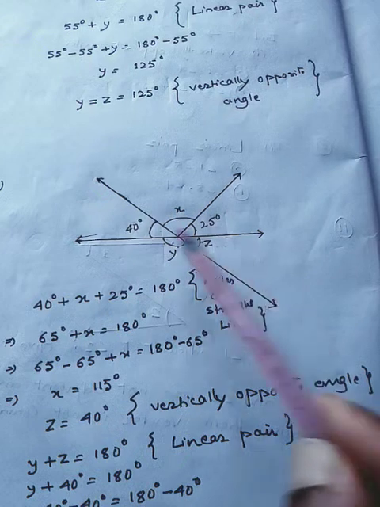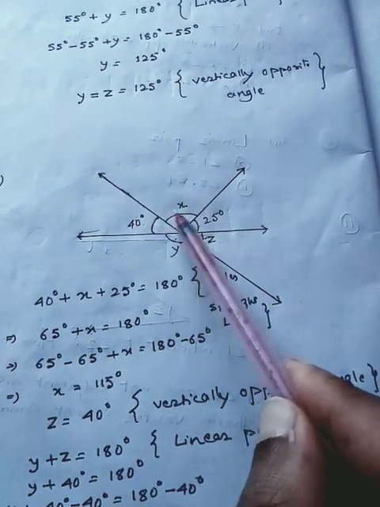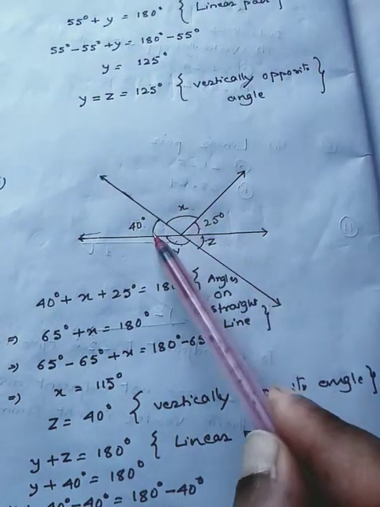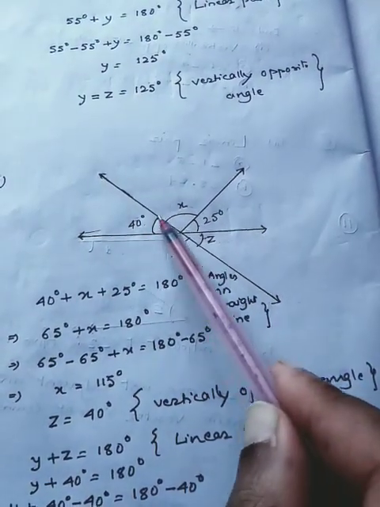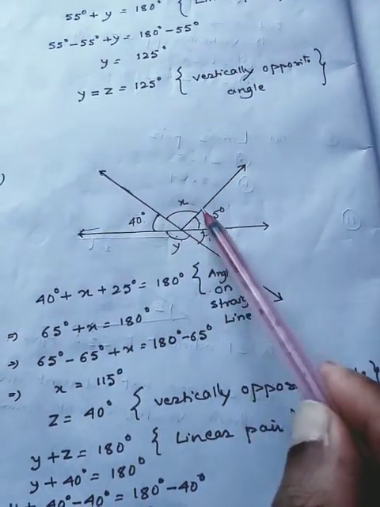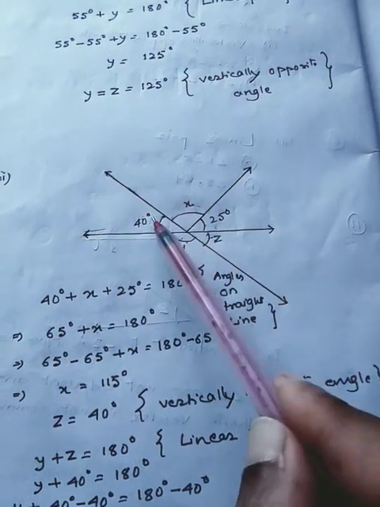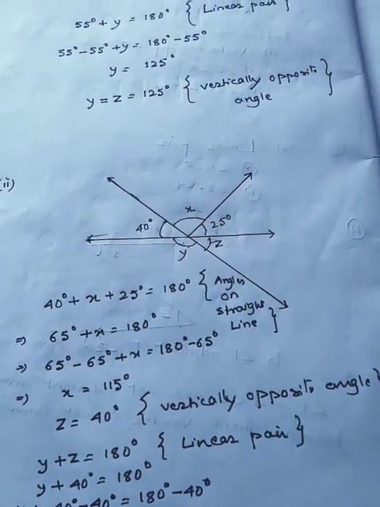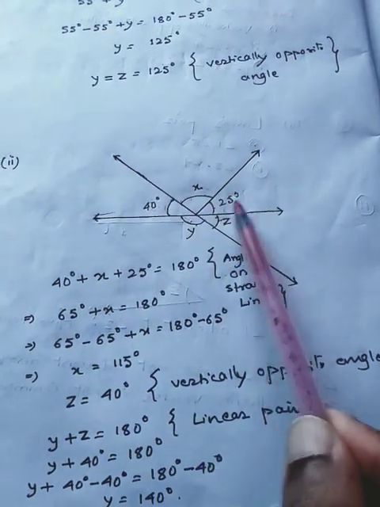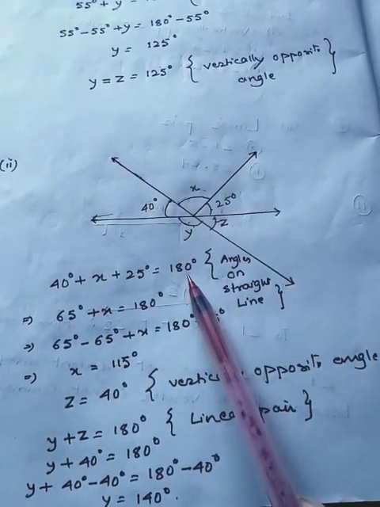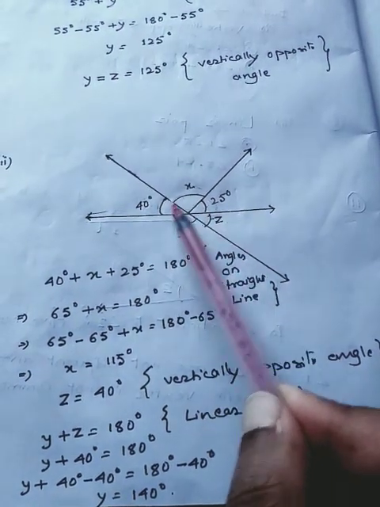This is a straight line, and this whole 180 degrees is divided into three parts: 1, 2 and 3. That is the whole 180 degree, because we know that a straight line possesses how much degree? 180 degree. Now this whole 180 degree is divided into three angles: 1, 2 and 3. So the sum of all these angles will be equal to 180 degree. So I have written this. See, 40 degree plus x plus 25 degree is equal to 180 degree. Reason is angles on the straight line.